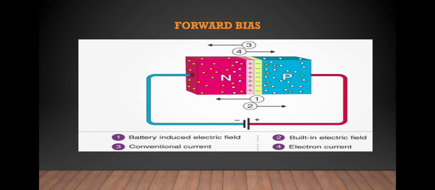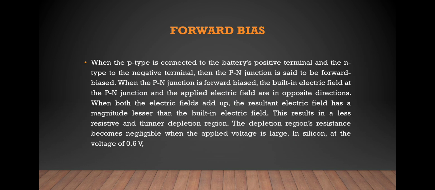Forward bias: the N-type semiconductor is connected to negative and the P-type semiconductor is connected to positive. When the P-type is connected to the battery positive terminal and the N-type is connected to the negative terminal, the PN junction is said to be forward biased.